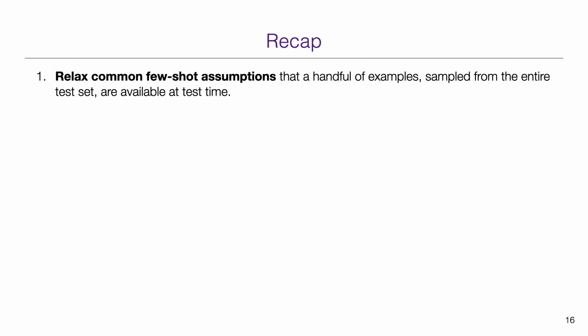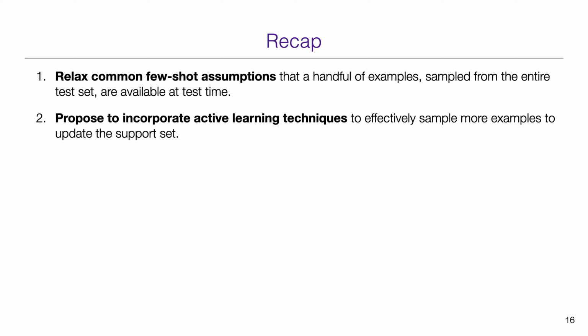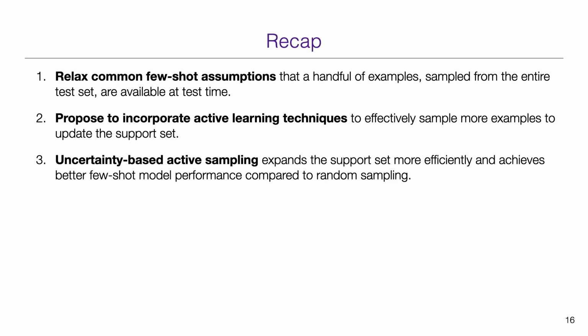To recap, in this work, we relaxed the common few-shot assumption that a handful of examples sampled from the entire test set are available at test time. To recover the performance, we propose to incorporate active learning techniques to effectively sample more examples to update the support set. The experimental results first show that with uncertainty-based active sampling, we can expand the support set more efficiently and achieve better model performance compared to random sampling.